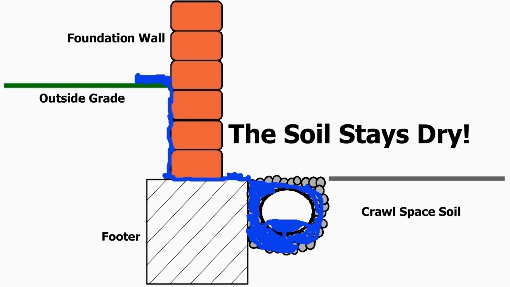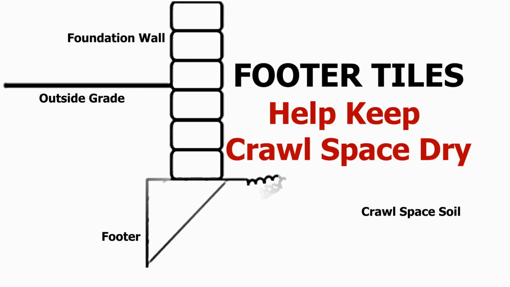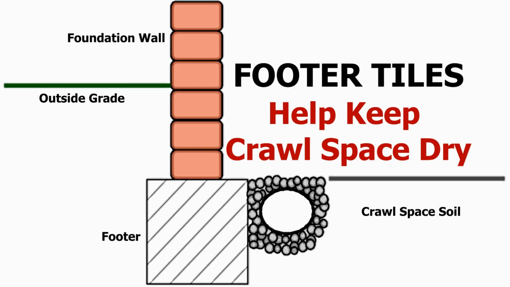Footer tiles not only help keep the crawl space dry, but they help prevent foundation damage, as well as wood rot on the joists above, and they help prevent termites.